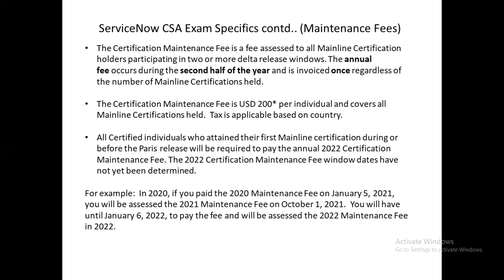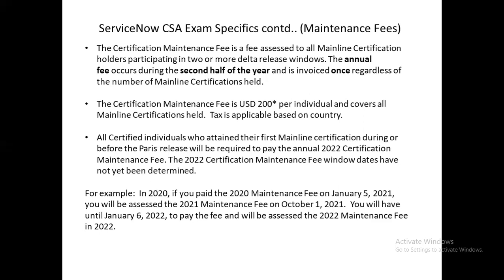It is important, because if you remember, we just talked about, right, you have to have 2 or more delta release windows. So if you've done before Paris, we do Quebec, Rome, and now it is San Diego. So whoever has done the delta till San Diego has done 3 deltas already, which means he has to pay this, right?